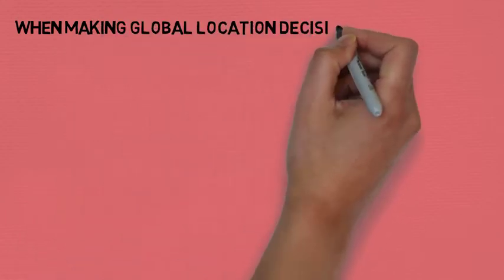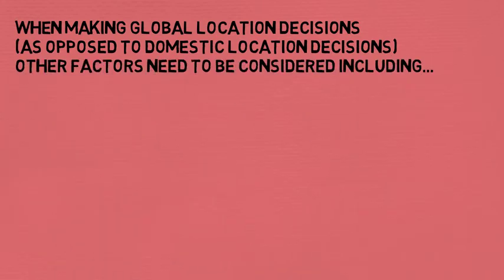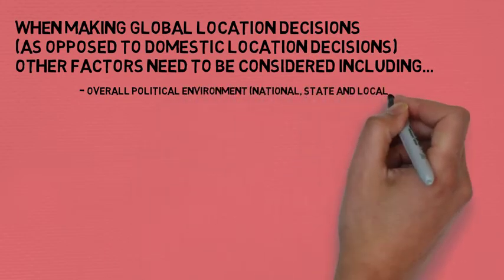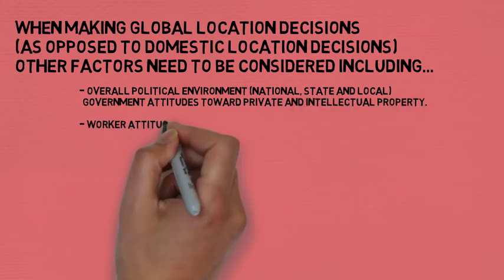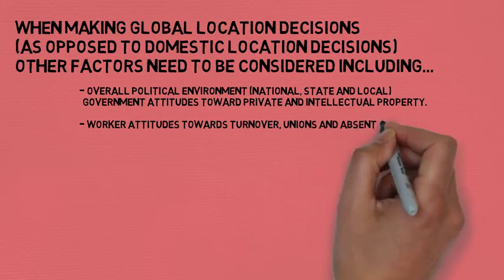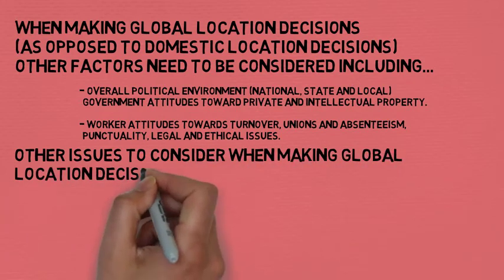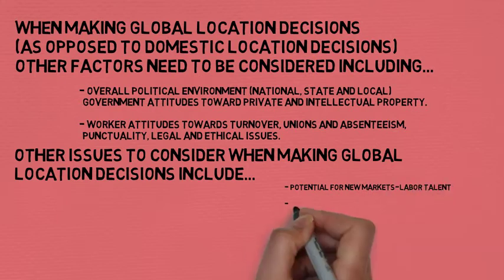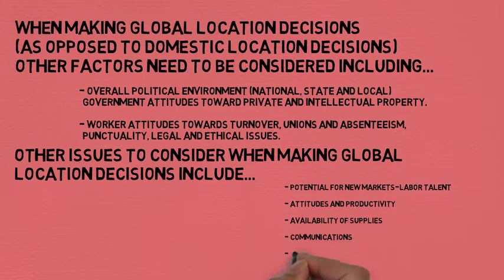When making a global location decision, as opposed to a domestic location decision, other factors need to be considered, including the overall political environment, including national, state, and local government attitudes toward private and intellectual property, worker attitudes towards turnover, unions and absenteeism, punctuality, legal, and ethical issues. Other issues to consider when making global location decisions include potential for new markets, labor talent, attitudes and productivity, availability of supplies, communication, energy infrastructure, currency, and trade barriers.